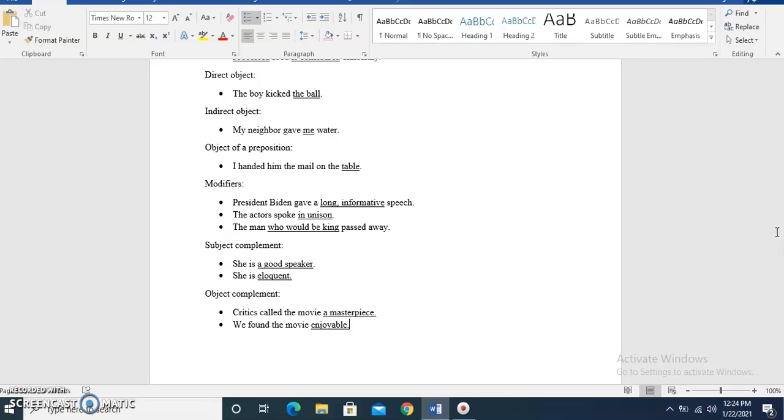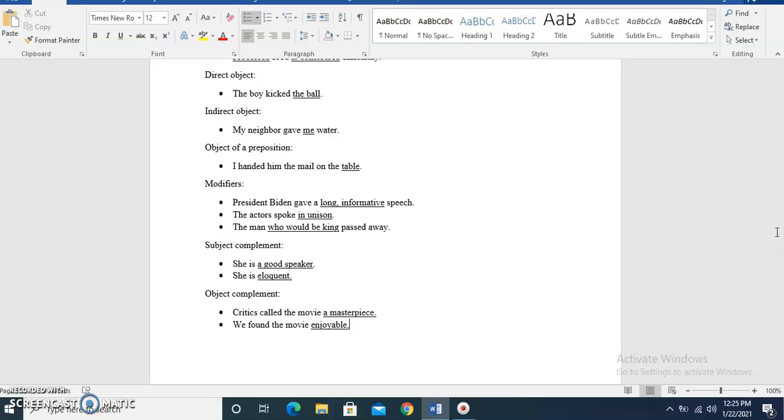So let's look at a few examples here. The first example, President Biden gave a long, informative speech. In this case, these adjectives long and informative are the modifiers because they're describing the speech, right? So this is a case where, yes, an adjective can be a modifier. But these second couple examples do not contain adjectives, but they're still modifiers. They're still describing something, right?